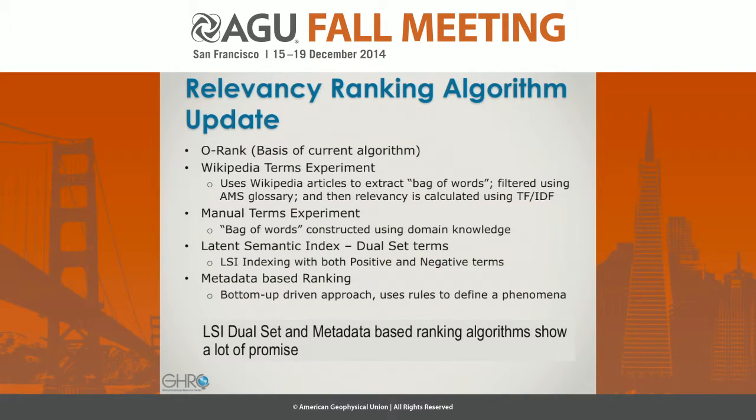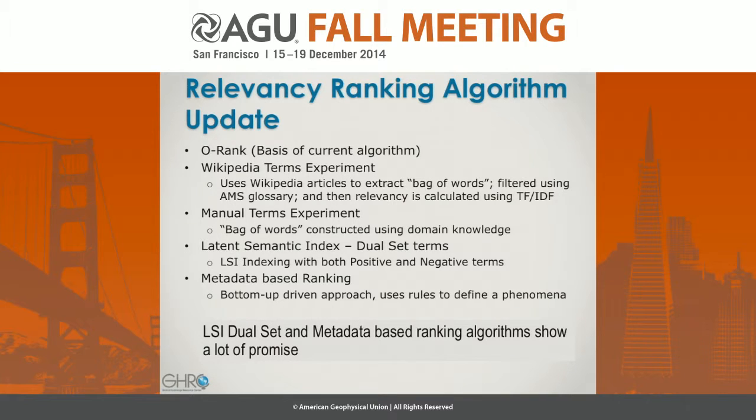This is absolutely new. This is something I updated on Friday based on the results I've got. We experimented with 4 other algorithms. O-rank is the basis for our current algorithm. We looked at Wikipedia terms. We said, what if we looked at all the terms in a Wikipedia article on a particular topic or theme? Can we extract those terms out in a bag of words approach, filter them against a domain glossary, like an AMS glossary, and then use those words for TF-IDF relevancy ranking?